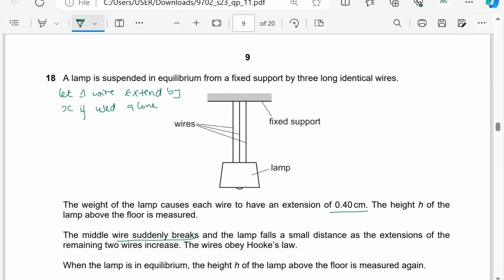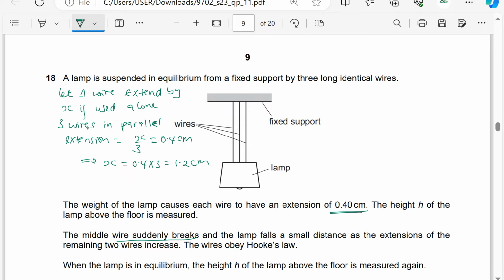Similarly, since we have three wires in parallel, if one wire extends by x, now if there are three, the extension reduces by a fraction of 3. So the extension is going to be x divided by 3. But they said the extension was 0.4. So x divided by 3 is 0.4 centimeters. So this implies that x is going to be equal to 0.4 times 3, which I think is 1.2 centimeters. So the extension of one wire alone is 1.2 centimeters.